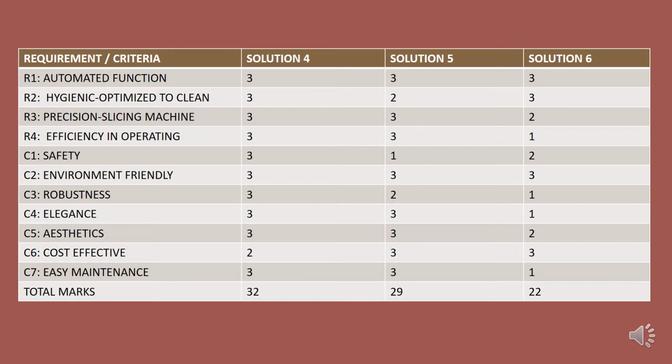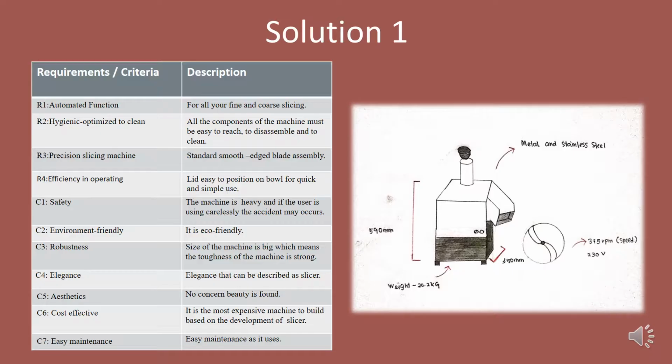Of the six solutions, we choose one best solution, which is solution 4, with a total mark of 32. For solution 1, this is the requirement table for solution 1. The description explains R1, R2, R3, R4, C1, C2, C3, C4, C5, C6, and C7.